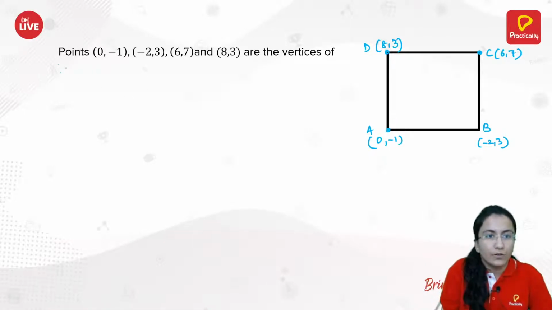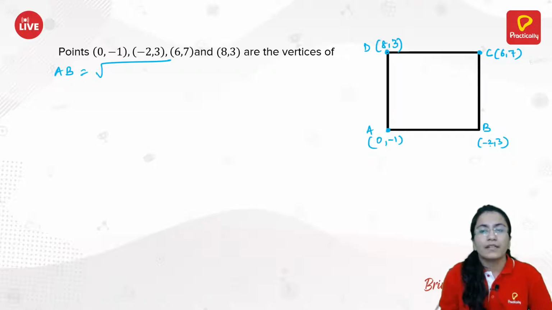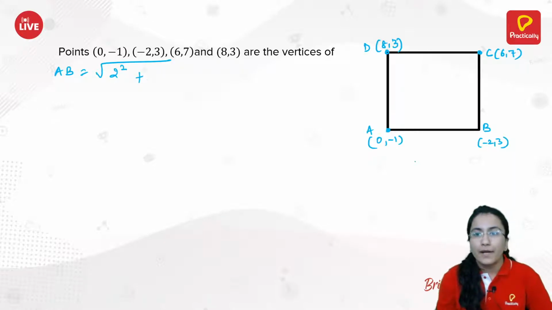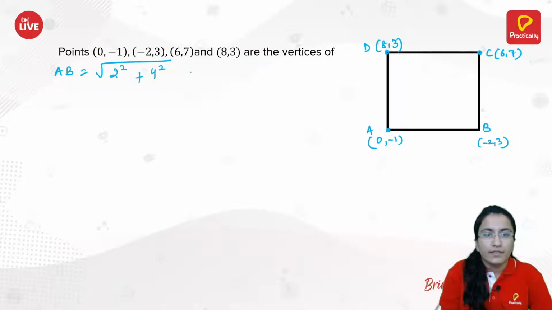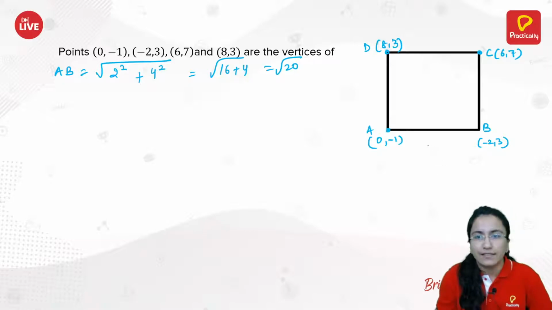So let's just calculate. AB will be equal to the square root of (0 minus of minus 2) square, that is 2 square, plus (minus 1 minus 3), that is minus 4, square of it will be 4 square, that is 16 plus 4, under root of it. So under root 20. I'll just write as it is.